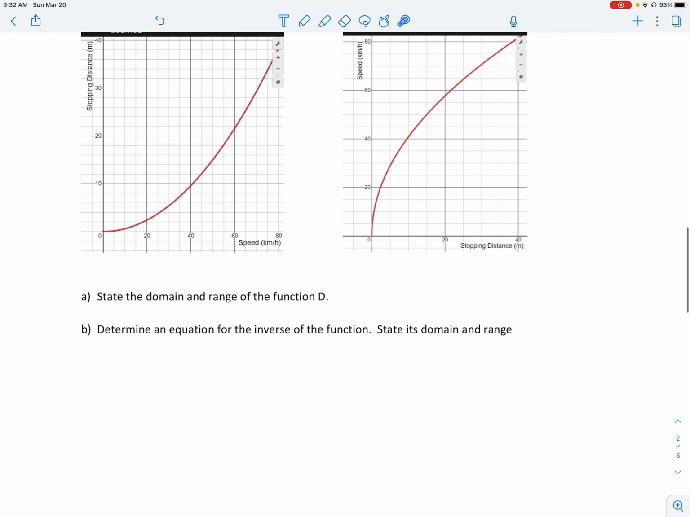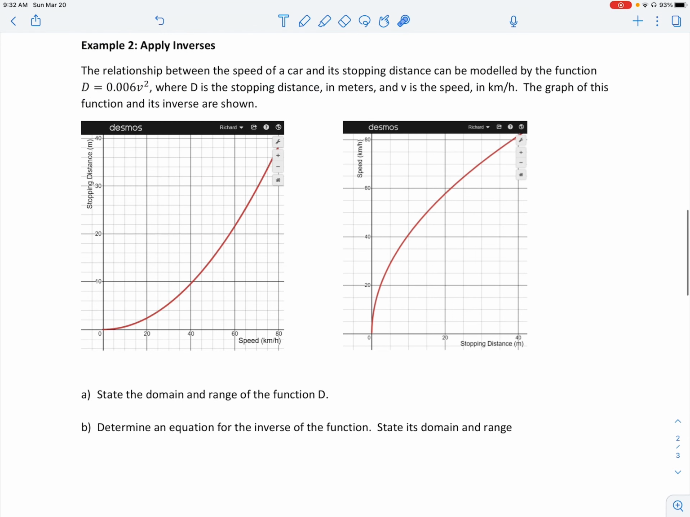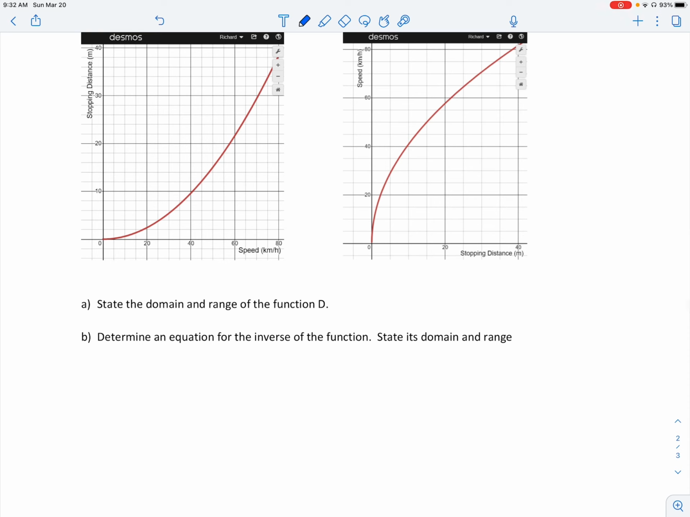Okay, so part A, it says state the domain and range of the function d. So this function here, we can look at this graph and we can state the domain and range. So we'll do this in blue. So our domain and range.